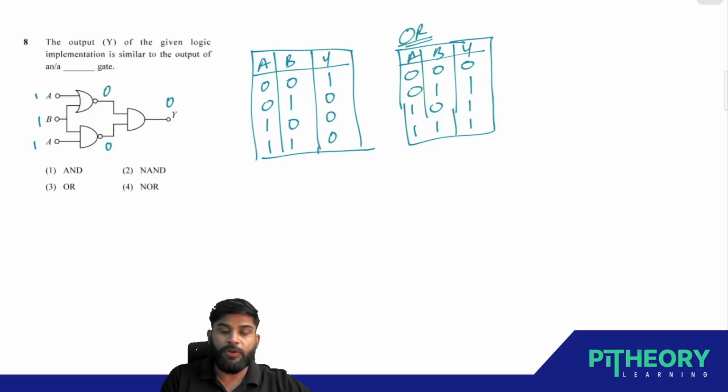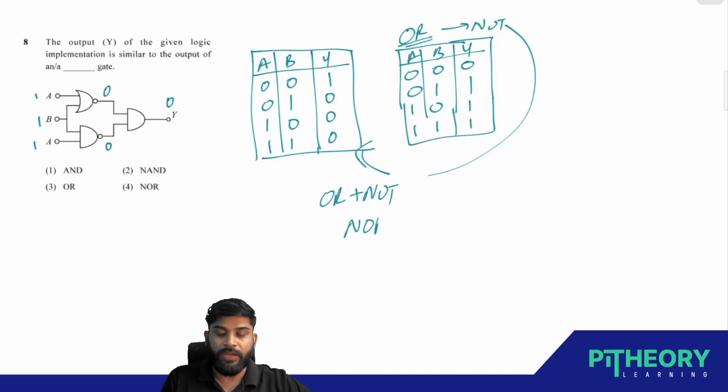So the output of OR, if you pass it through a NOT, right, you will be getting this result. So this is nothing but an OR plus NOT. Your answer will be NOR gate. So the answer will be the fourth option. NOR gate is what you'll get.